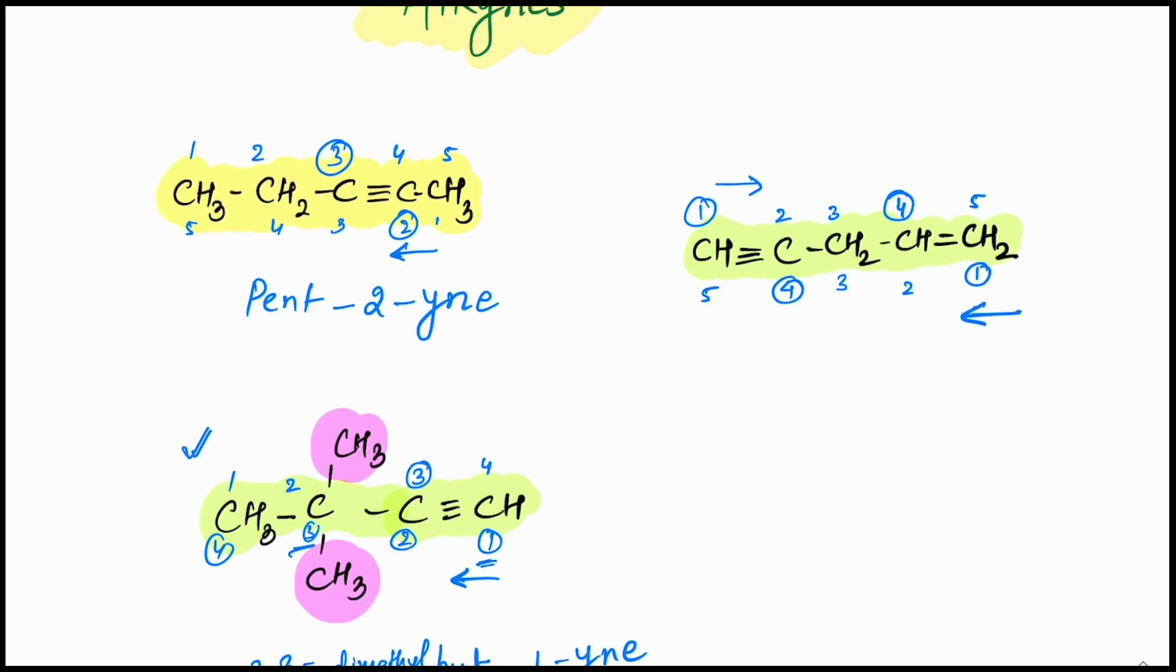Thus the name of this compound will be pent, because there are 5 carbons in the parent chain. Then the double bond is at carbon atom 1, so it is 1-ene, and the triple bond is at carbon atom 4, so it is 4-yne. That is the name of this compound.